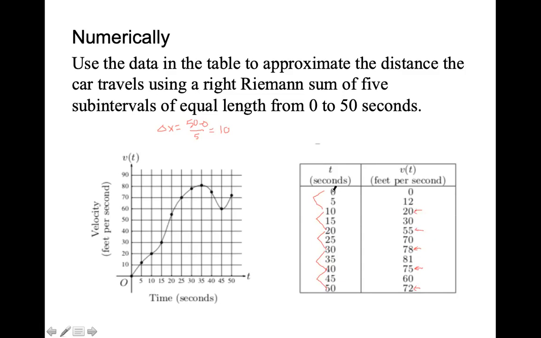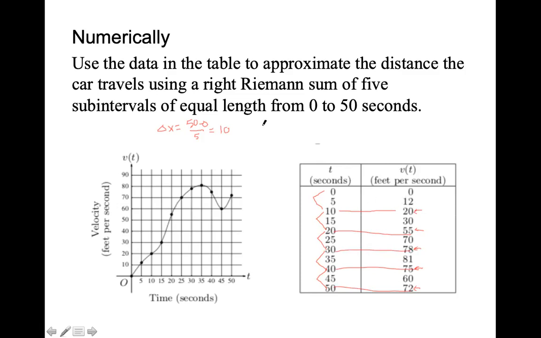Because if I look at my first interval, it goes from 0 to 10. The far right edge of that one is 20, right? I evaluate v of t there, which is 20, and 55 and so forth. So you're using the right endpoints here of each subinterval. Okay, notice if it's a left sum, I'd be using 0 and so forth. Okay, but we're using the right.